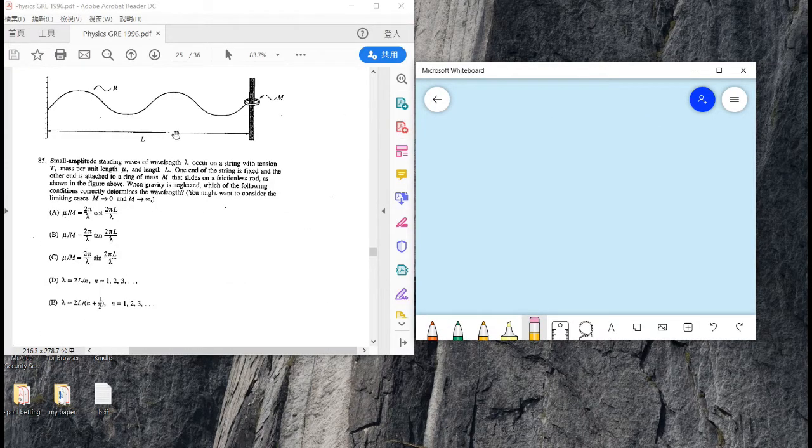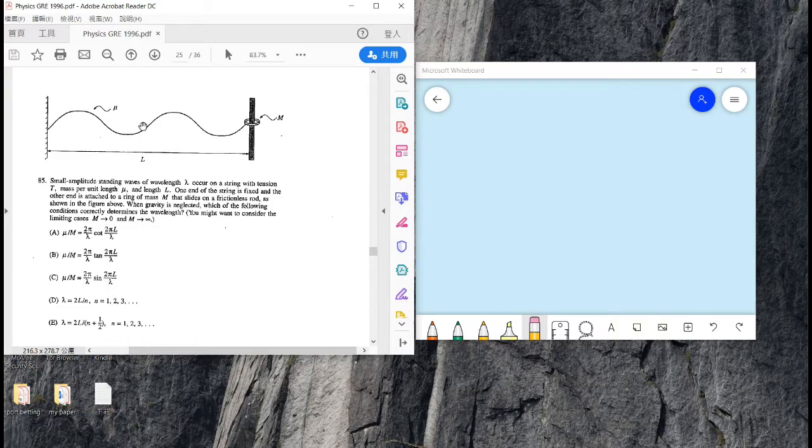Okay, so 85. Basically you have a small amplitude, and you ask what determines the wavelengths, and then you say that you might want to consider limit cases. Somebody already gave you a hint. If m is infinity, then this point is fixed because m is so large.